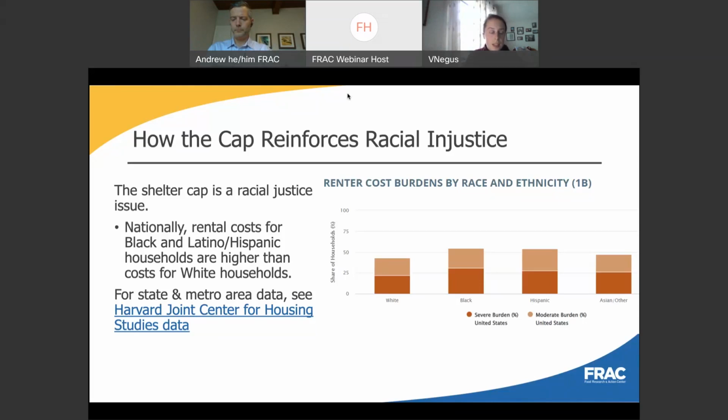One example is linked in the slides, and that's the Harvard Joint Center for Housing Studies data. They go through what rental burdens look like for different households across the country, for each state and nationally. So that's a great resource to check out for your state if you want to get a quick sense of what those housing burdens look like across groups. Next slide, please.